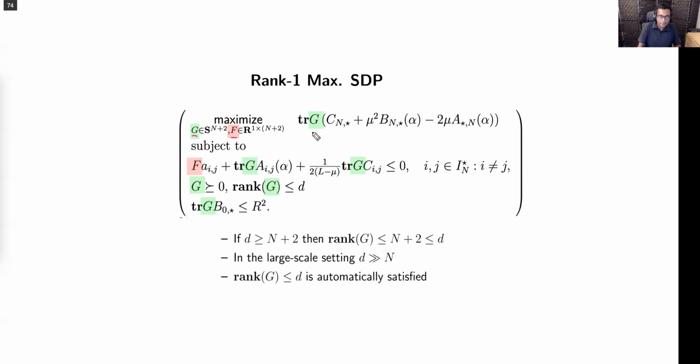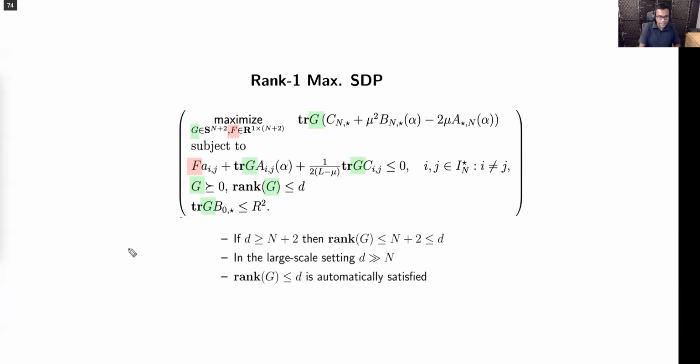Everything is fine. Note that this is linear in G for a known alpha. This is also the same, it's a convex constraint. G is positive semi-definite, which is a convex constraint. This is again a convex constraint. The only downside is this rank constraint, which is non-convex, where we are saying that rank of G will be less than or equal to D.